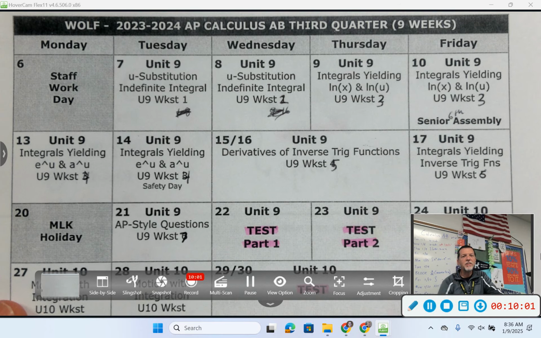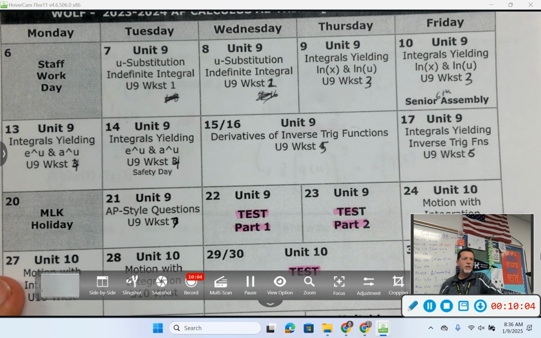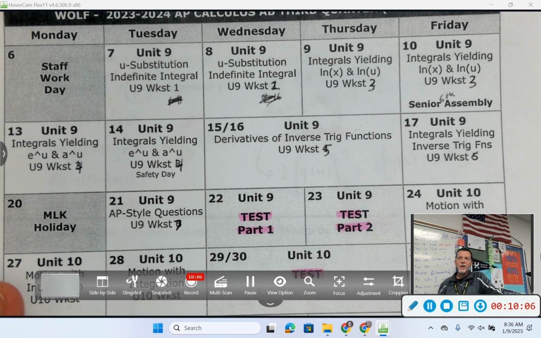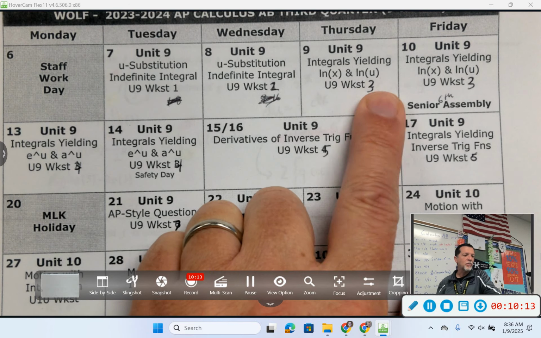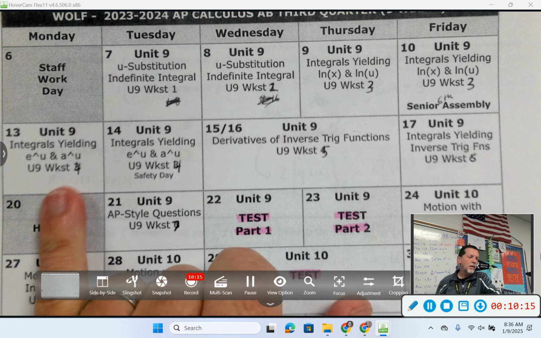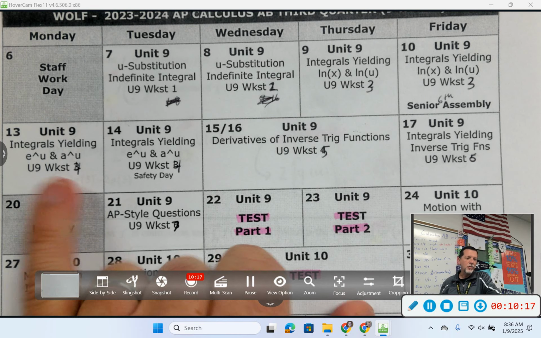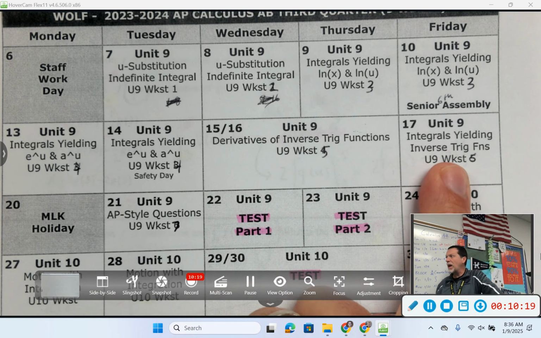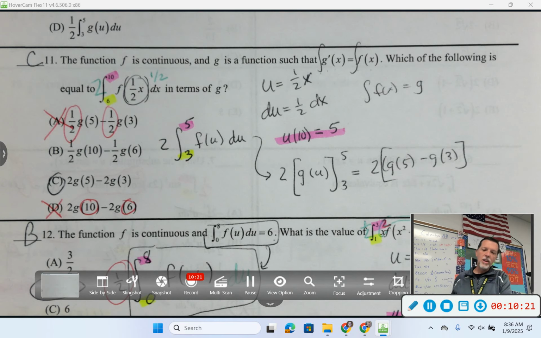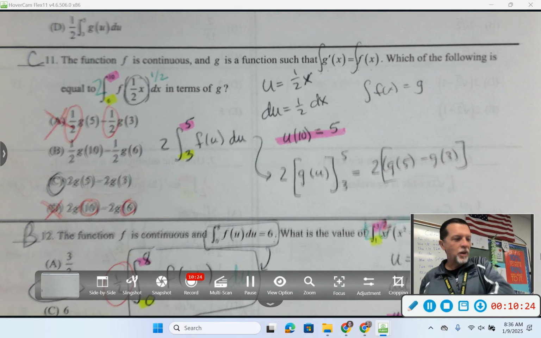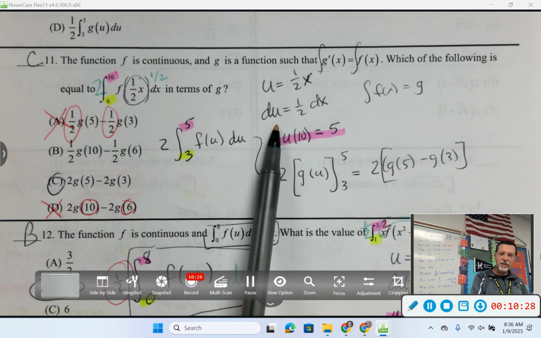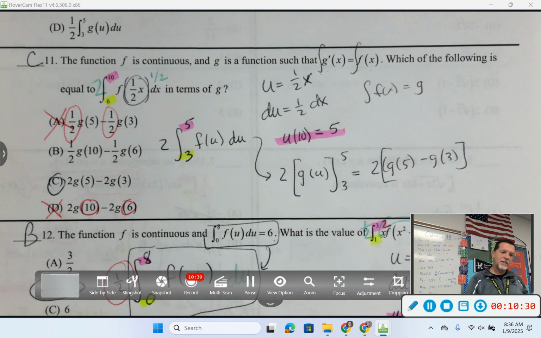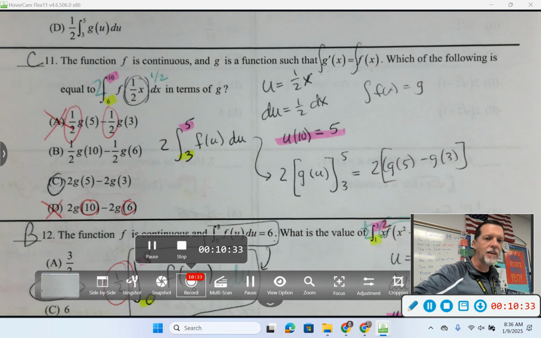We're doing a bunch of different integrations over the next week and a half until we hit the test. But all of them involve U substitution. So today we're talking about natural logs, but it's still going to have U substitution. Monday it'll be e to the u, so U substitution. Inverse trig is a pain, but it'll still have U substitution. So we're going to start mixing it up, but you still have to remember this idea of let U, then fix the du, and then fix the limits. Yes, sir.